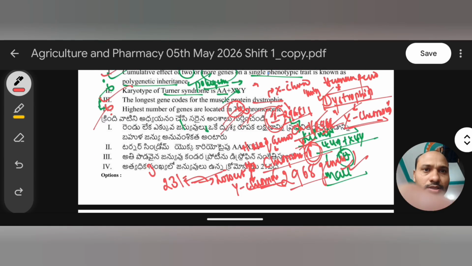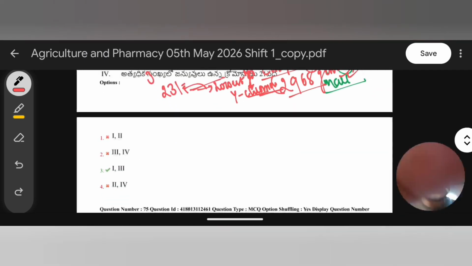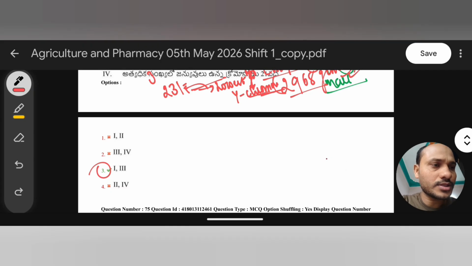Sorry, the third statement is also right now. The longest gene codes for the muscle protein dystrophin. Yes. So the first and third ones are right. So this is all about the Human Genome Project and its analysis. According to Mendel and deviations of Mendel, we will discuss in the next class. We will continue from the 75th question.